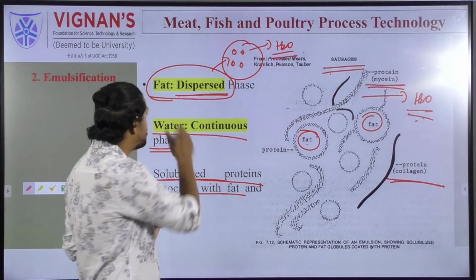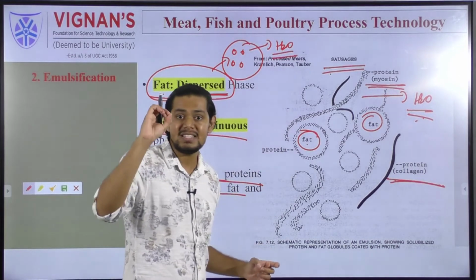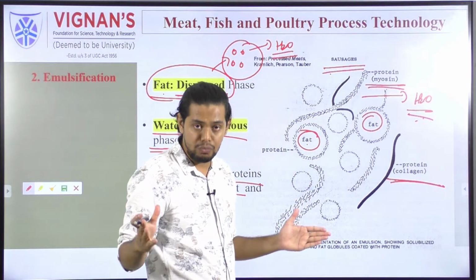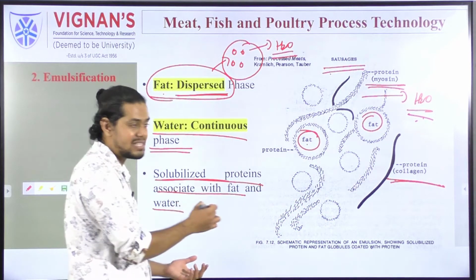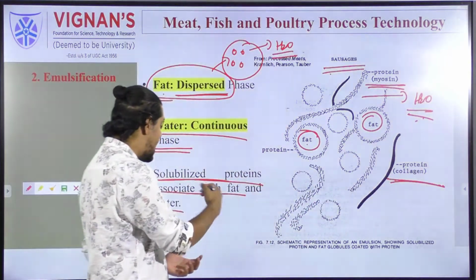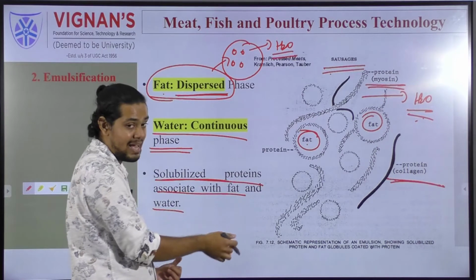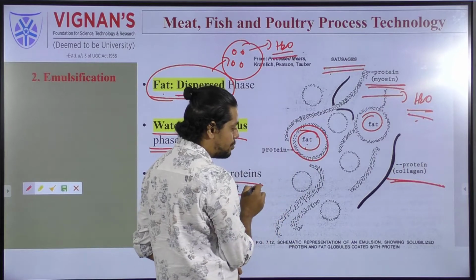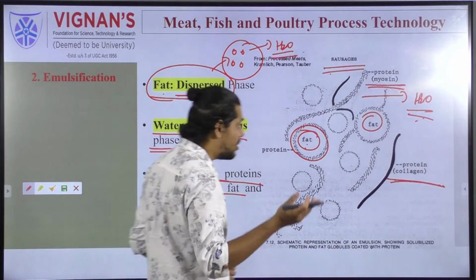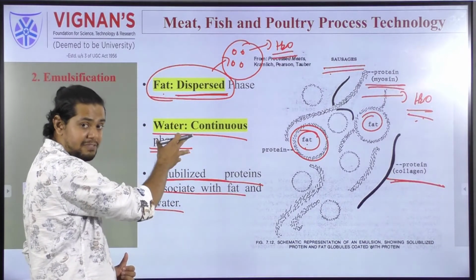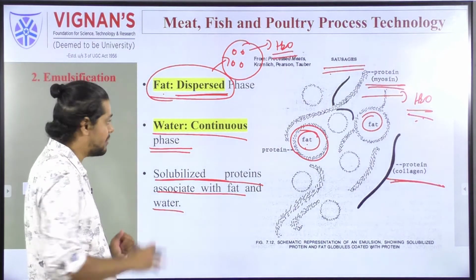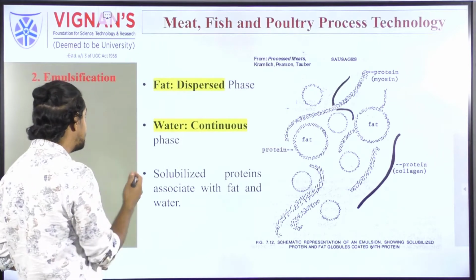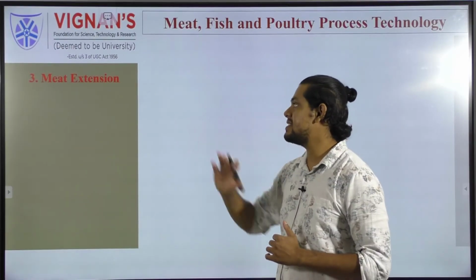So in case of sausage, the fat is in the dispersed phase. That means the fat is in smaller droplets, and it is dispersed in the continuous phase of water. The solubilized proteins such as myosin as well as collagen are associated with the fat as well as water. So that is how the animal fat exists in sausages. This was an example to make you understand how the sausage actually exists and the phases of emulsification. So the next important process is meat extension.